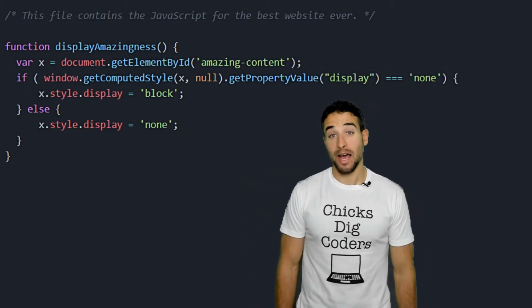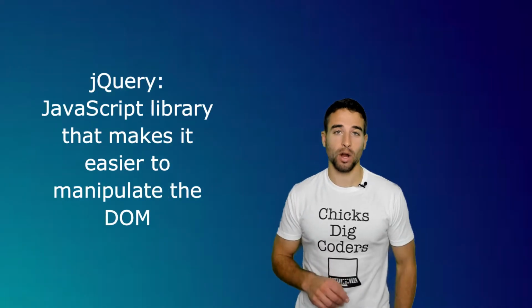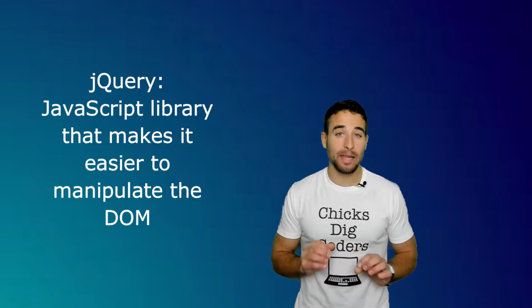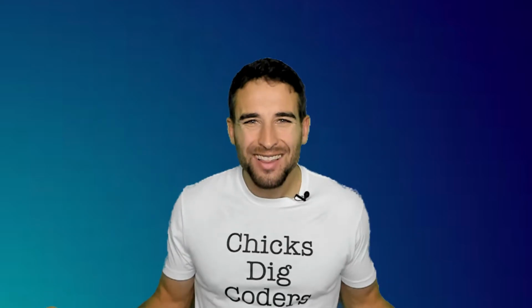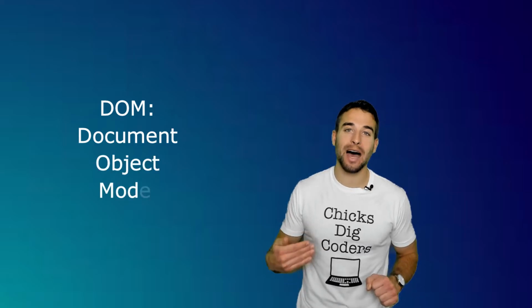Now, several other related topics we should touch on. The first one is jQuery. jQuery is a JavaScript library that makes it easier to manipulate the DOM. Who the hell is DOM? The DOM is not a person. It stands for Document Object Model.